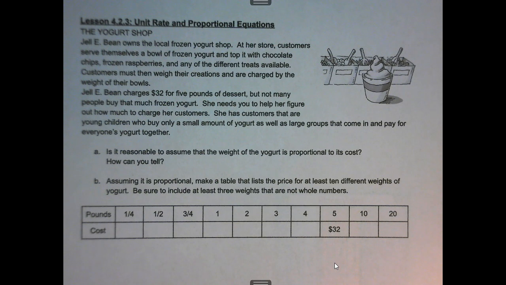At her store, customers serve themselves a bowl of frozen yogurt and top it with chocolate chips, frozen raspberries, and any of the different treats available. Customers must then weigh their creations and are charged by the weight of their bowls. Jill E. Bean charges $32 for 5 pounds of dessert, but not many people buy that much frozen yogurt.